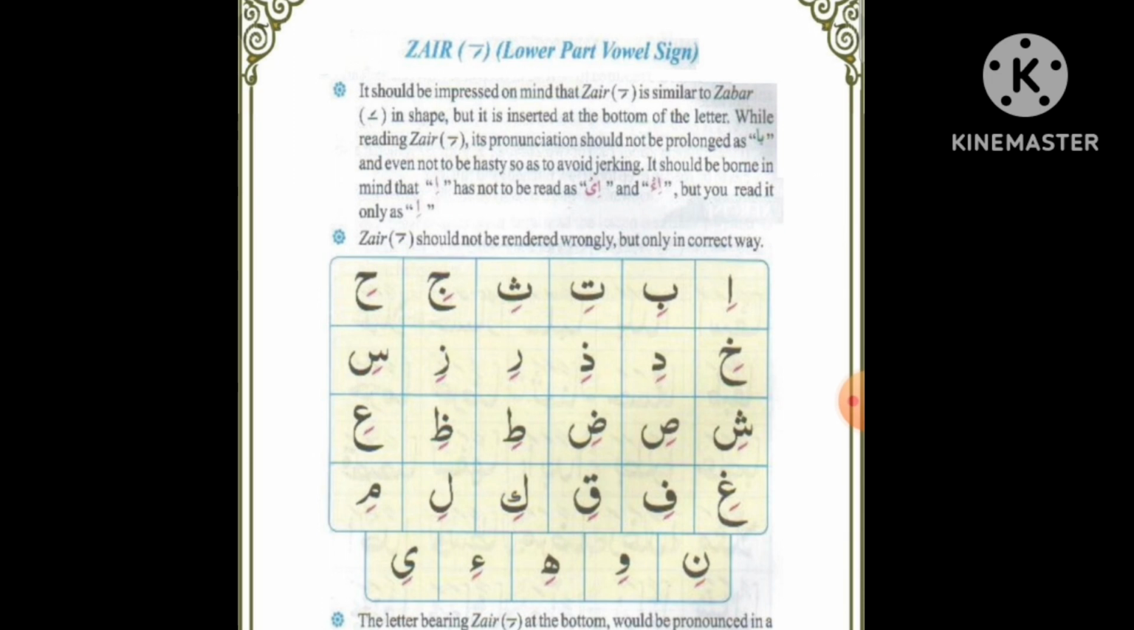Si. Dod zair di, ta zair ti, za zair zi, ain zair I, ghain zair ghi, fa zair fi, qaf zair qi, kaf zair ki, lam zair li, mim zair mi, noon zair ni, waw zair wi, ha zair hi, hamzah zair I, ya zair yi.